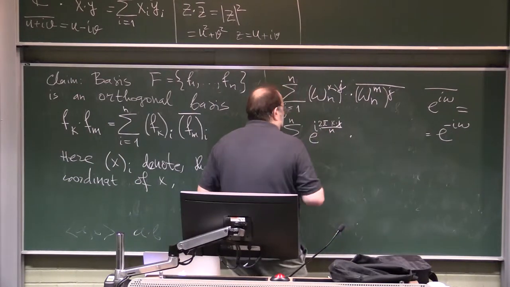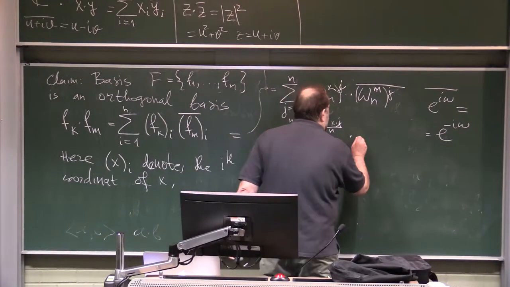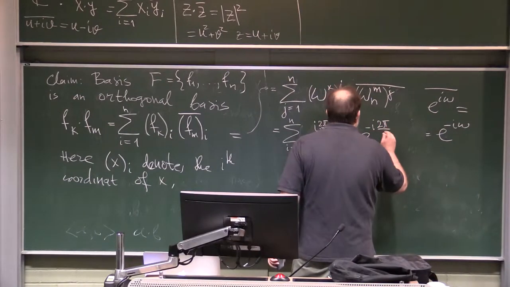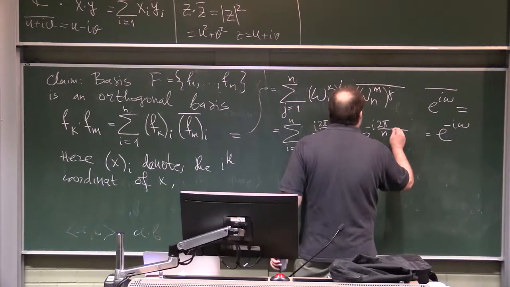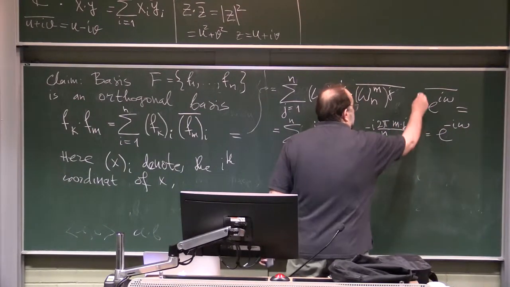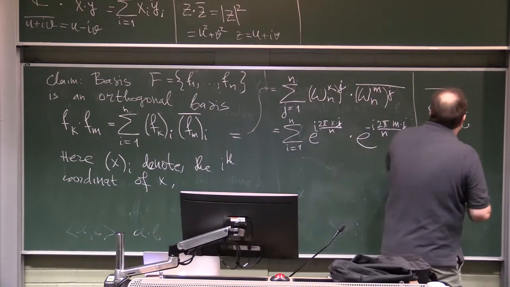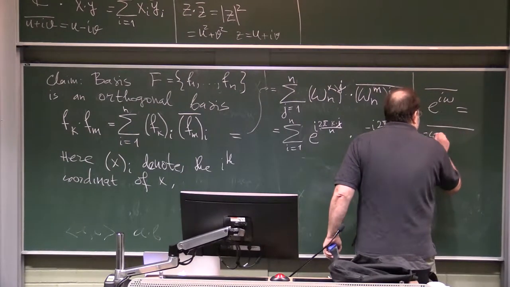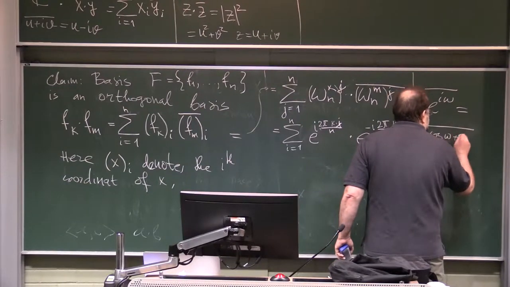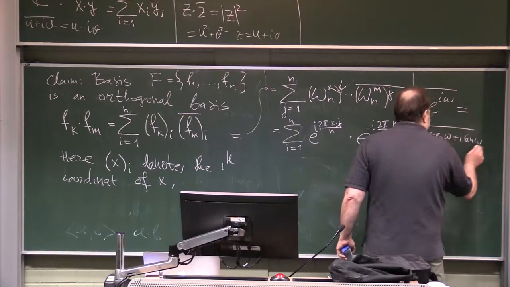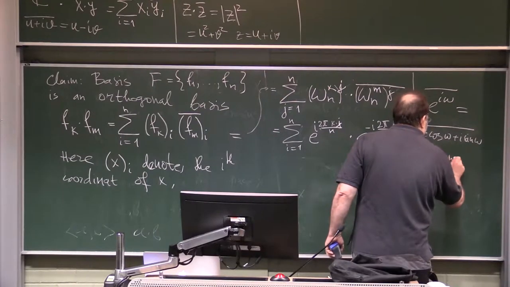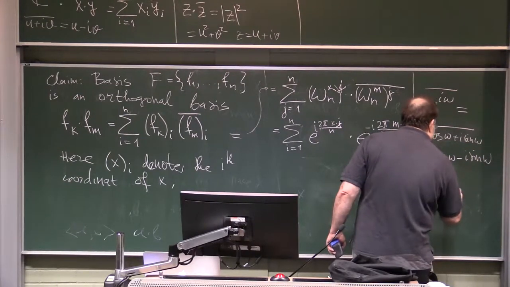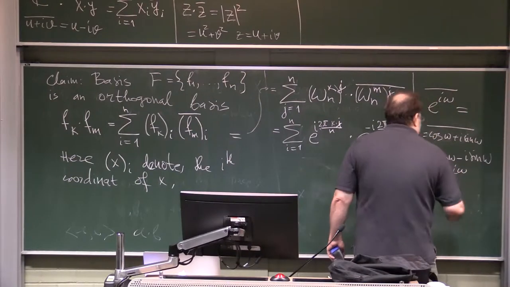I forgot the imaginary unit, times e, and here we will have minus 2 pi divided by n multiplied by m times j. Right? Now, why is this true? Because this is equal to the complex conjugate of cosine omega plus i sine omega, which is equal to cosine omega minus i sine omega.